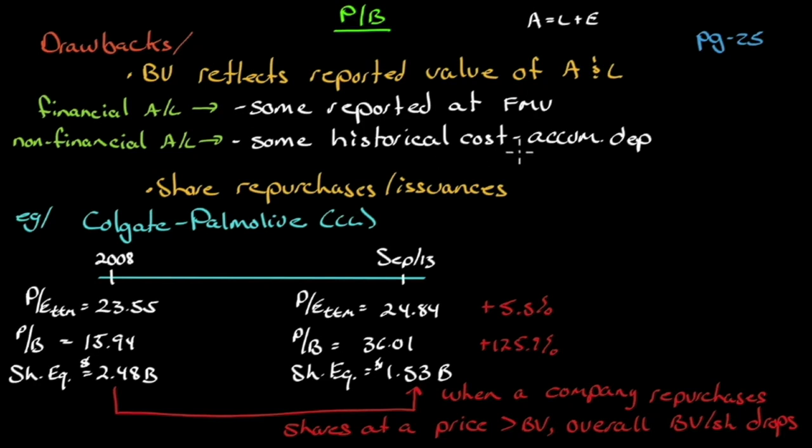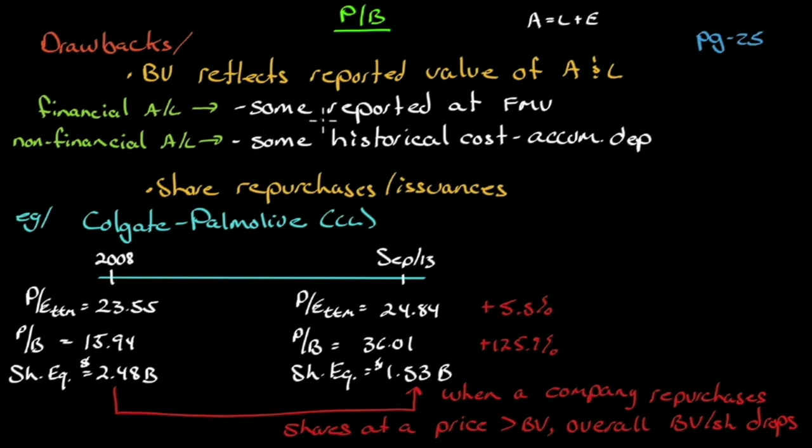Some are reported at historical cost minus accumulated depreciation. So that carrying amount may not reflect the real market value, especially for buildings. Let's say you buy an office building in a particular neighborhood, and over time the neighborhood builds up around that office building, so its property value is significantly higher. Well, you're listing that building at historical cost minus accumulated depreciation. Fair market value may be significantly higher. So non-financial assets and liabilities might not reflect true book value.